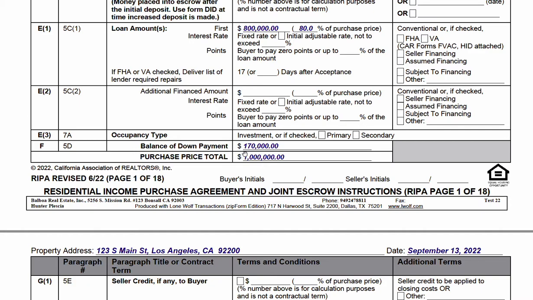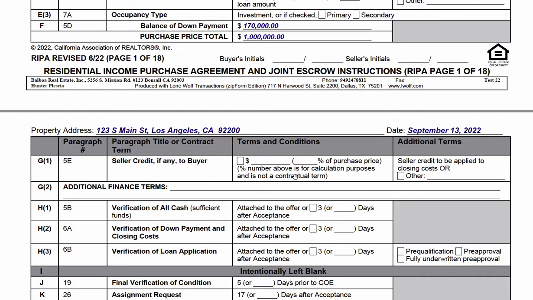Automatically, the balance of the purchase price is calculated here. Keep in mind, this number is just the down payment minus the EMD, earnest money deposit, which is already at escrow. So it's the earnest money deposit plus the balance of the down payment equals the total purchase price. The buyer initials, and we move on.